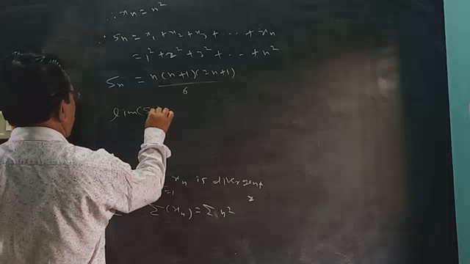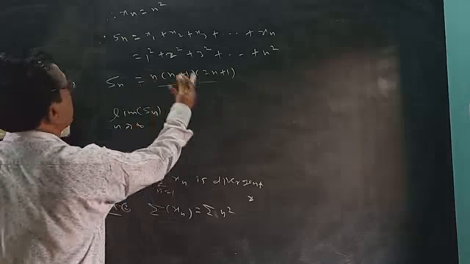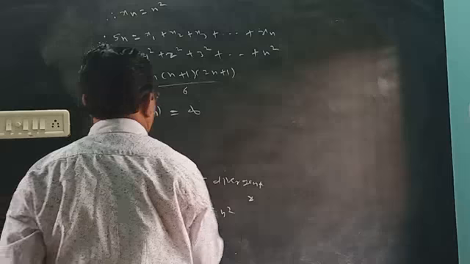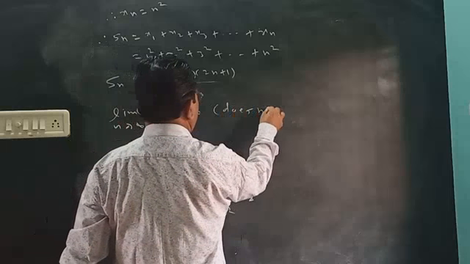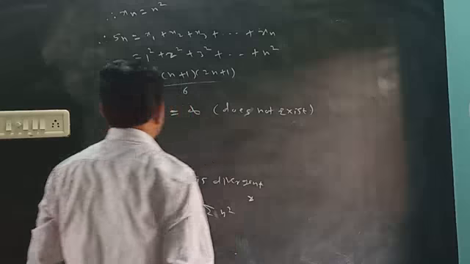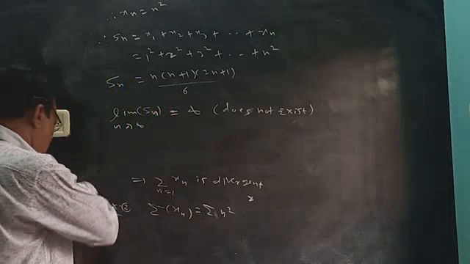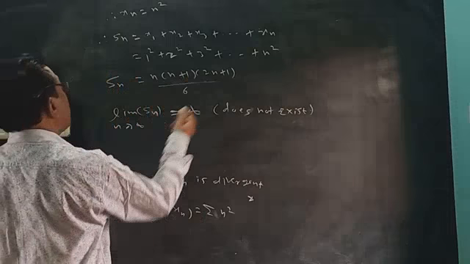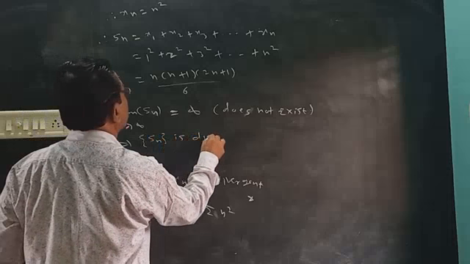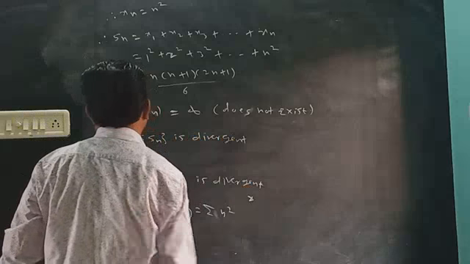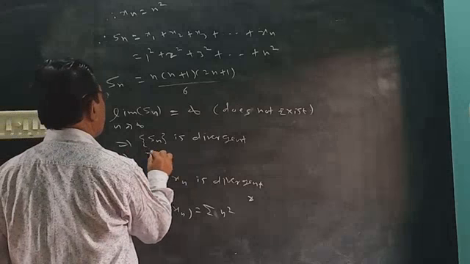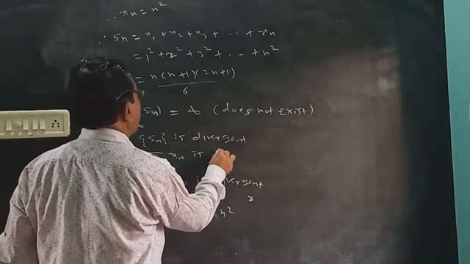Limit of this, as n tends to infinity. Infinity upon 6 is infinity. Infinity means the limit does not exist. So therefore, the limit of this does not exist, which means not convergent. So Sn will be divergent. So this sequence of partial sums is divergent, therefore the series summation Xn will be divergent.